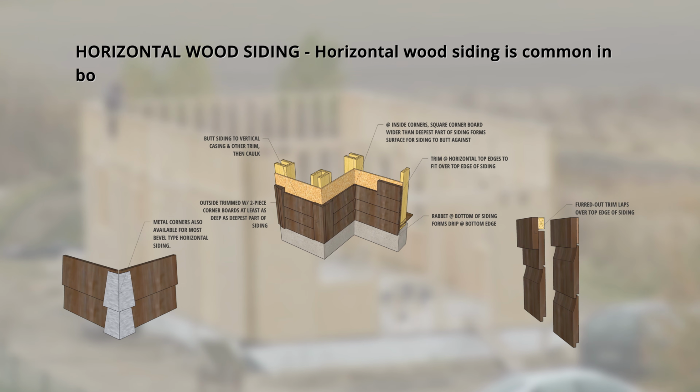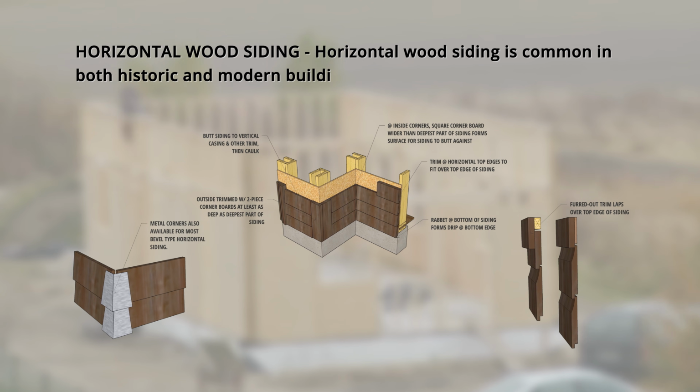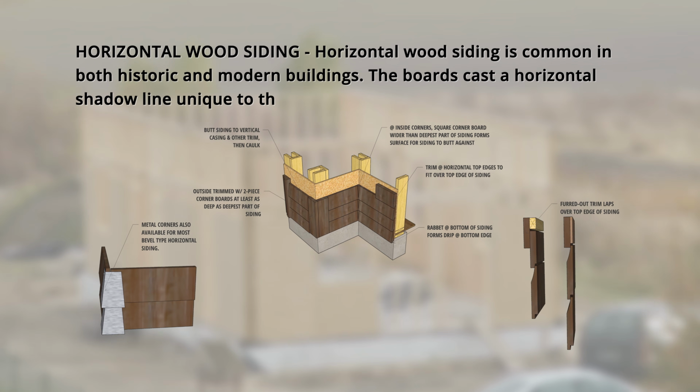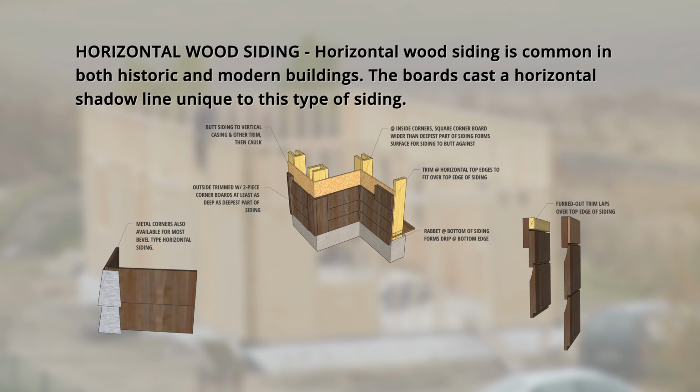Exterior finishes. Horizontal wood siding. Horizontal wood siding is common in both historic and modern buildings. The boards cast a horizontal shadow line unique to this type of siding. Let's reference this detailed illustration.